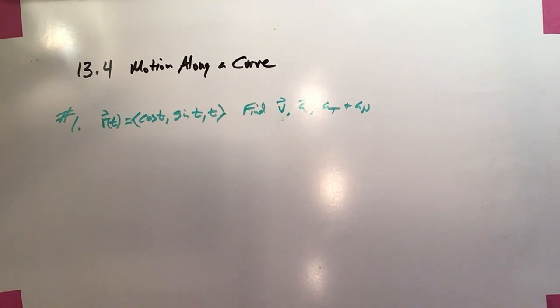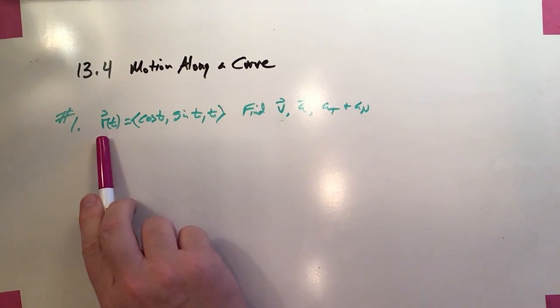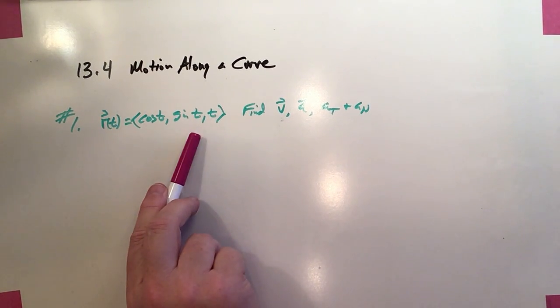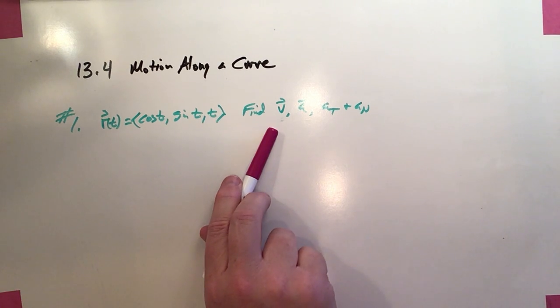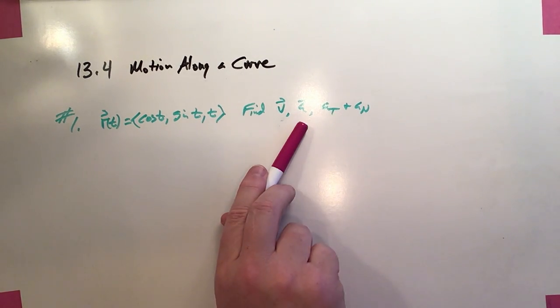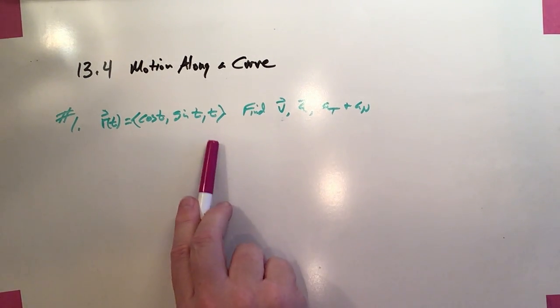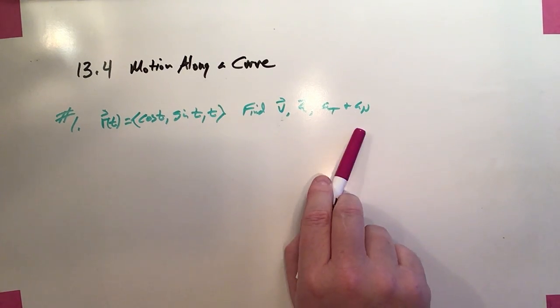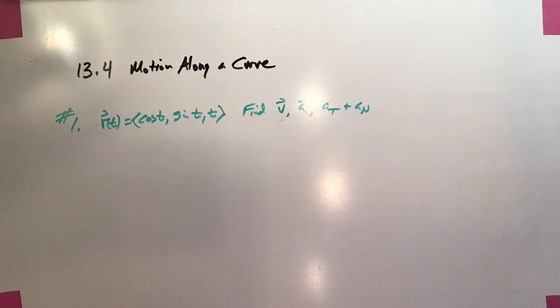Okay, this is section 13.4, motion along a curve, and this is practice problem number 1. Given this particular vector curve, find the velocity of a particle traveling along it, the acceleration of that particle, and then the two components of the acceleration, the tangential and the normal.